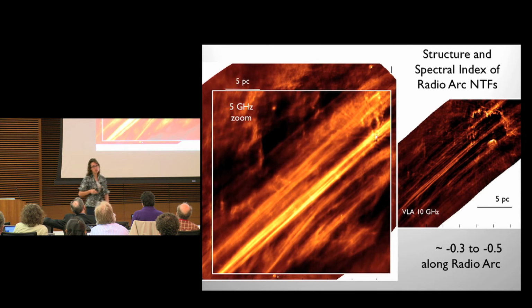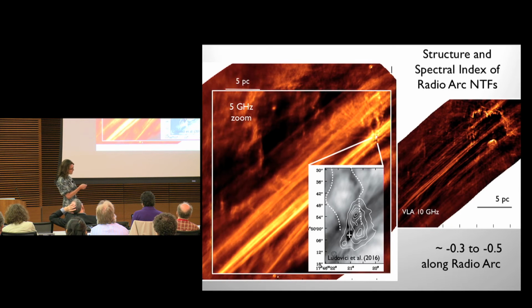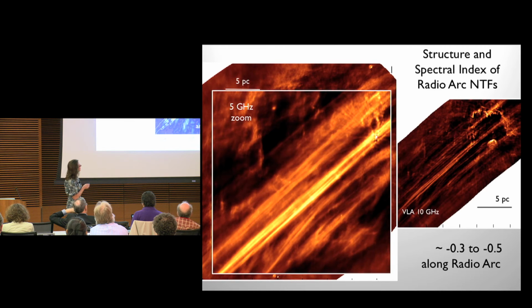So this is just a zoomed in view of the filamentary structure in the arc from our 5 gigahertz image. Just as a side note, we've discovered a very, very bright and interesting source. This is an incredibly compact source. We can't even resolve it at Q-band with the VLA. It's got a very steep spectrum and an unusually compact and interesting molecular cloud associated with it. So if you have any ideas on what you think it might be, we can maybe talk at lunch.